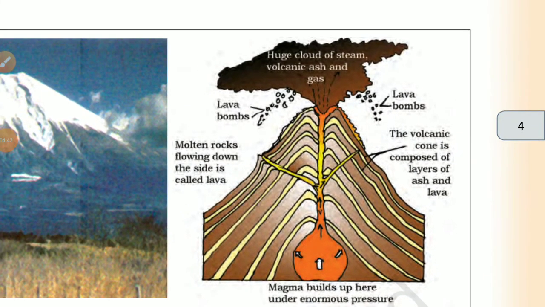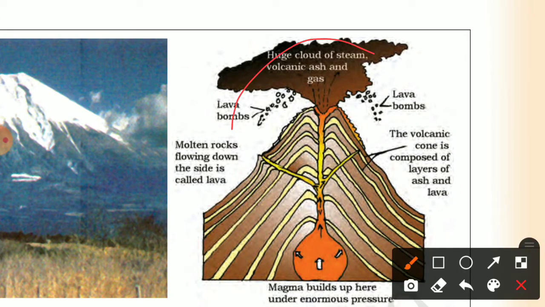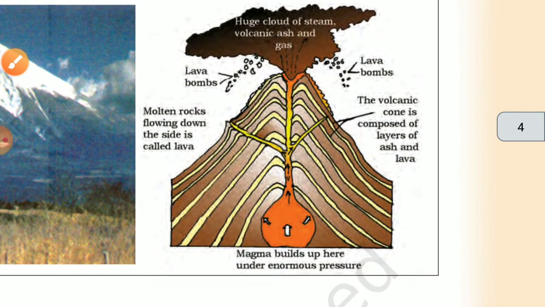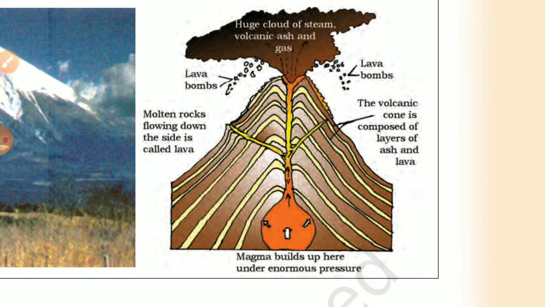As you will see, molten magma is under the volcanic mountain. When pressure builds under the volcanic mountain, the molten magma comes out and destroys the upper part of it. The molten magma comes out in lava form, and we call these lava bombs. The volcanic cone is composed of layers of ash and lava.